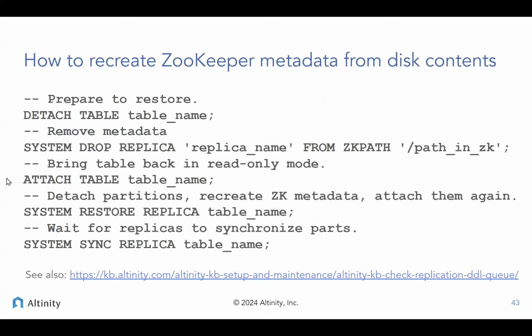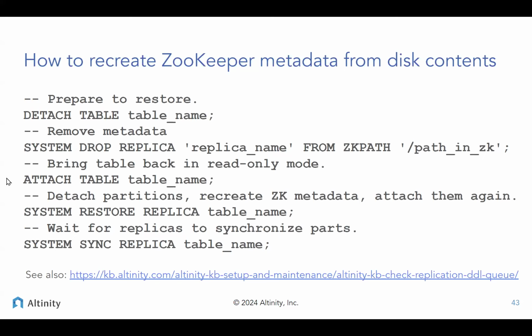So what this does is it basically takes advantage of an operation called drop replica and another one called restore replica. In this particular case, the first thing you do is you'll detach the table. And this procedure looks complicated, but it works like a charm. We use it fairly often to fix problems in production systems. You detach the table so that the table becomes unavailable. You then run this drop replica command, and what this does is it wipes out the node in Zookeeper or Keeper that's storing your metadata.